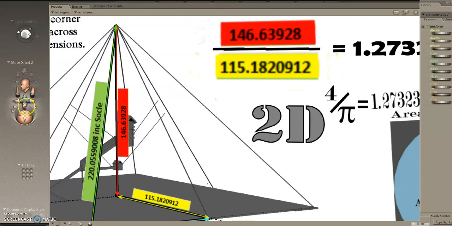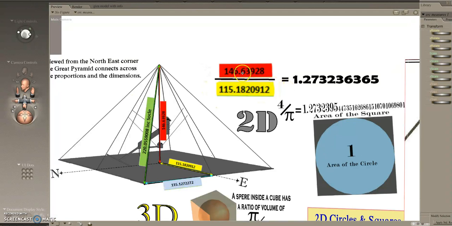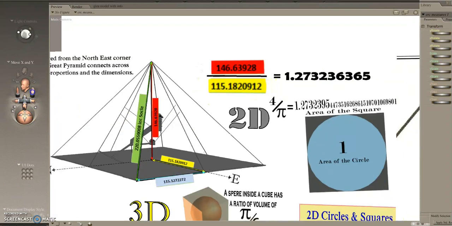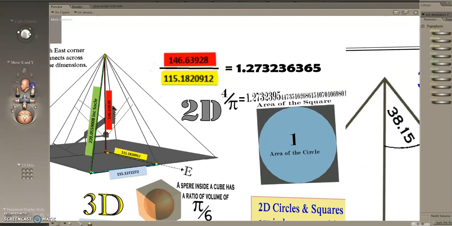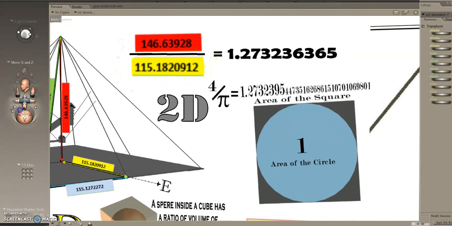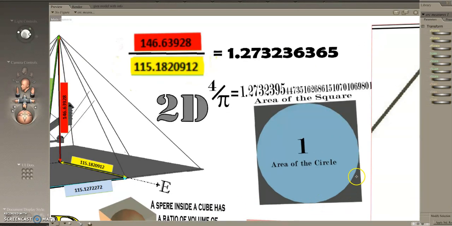115.1820. Okay, now what happens is if we divide the height by the half base, instead of getting 1.272727, we get 1.273236. Why is that important? Well, because in 2 dimensions, now we squared a circle. Now what happens if we inscribe a circle inside a square? What happens is the ratio of area, the area of a circle compared to the area of a square. If the area of a circle is 1, the area of the square is 1.273235, etc. That's 2D. That's 4 over pi.